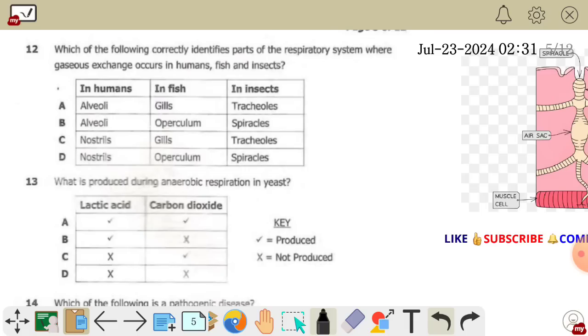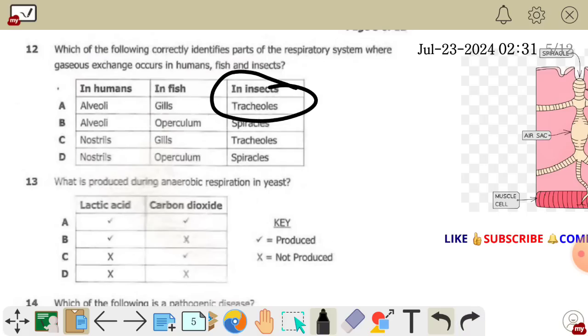Which of the following correctly identifies part of the respiratory system where gaseous exchange occurs in humans, fish, and insects? Gaseous exchange in humans takes place in the alveoli. In the fish, it is that red structure in the head, which are called gills. So in the gills, that's where gaseous exchange in the fish will take place.